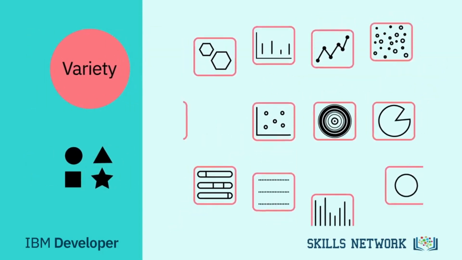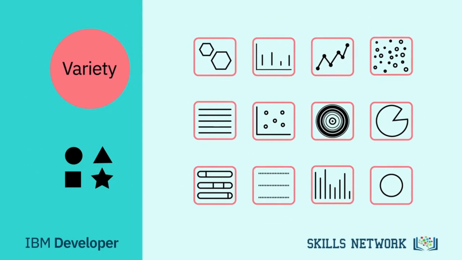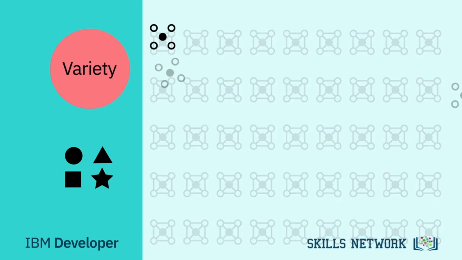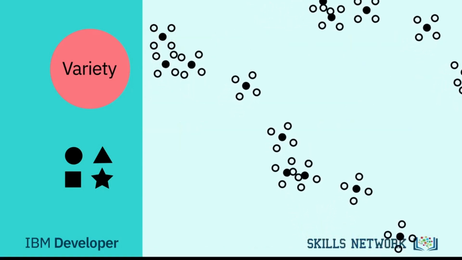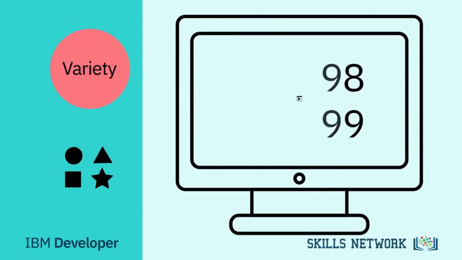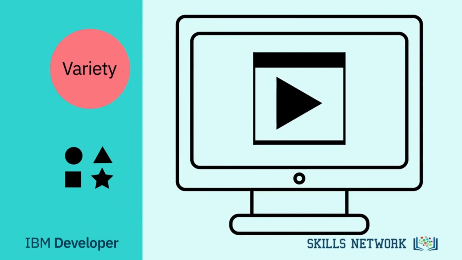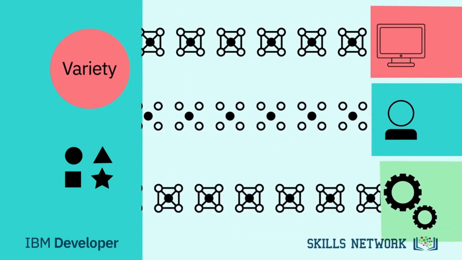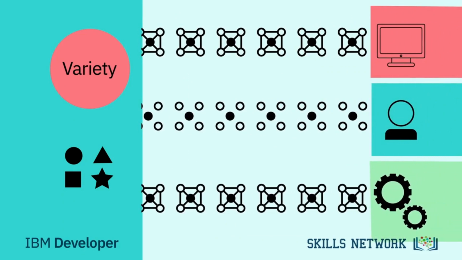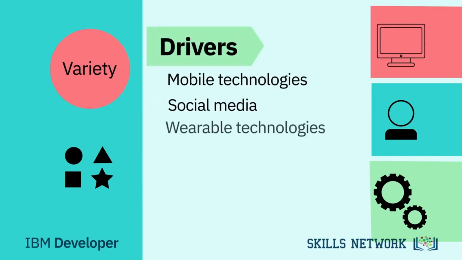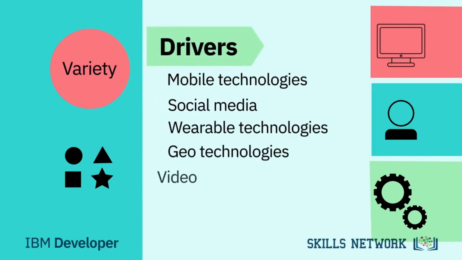Variety is the diversity of the data. Structured data fits neatly into rows and columns in relational databases, while unstructured data is not organized in a predefined way, like tweets, blog posts, pictures, numbers, and video. Variety also reflects that data comes from different sources: machines, people, and processes, both internal and external to organizations. Drivers are mobile technologies, social media, wearable technologies, geotechnologies, video, and many, many more.